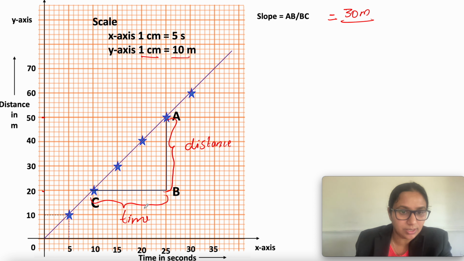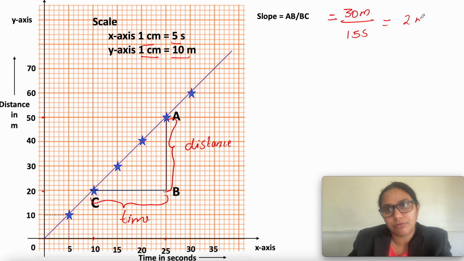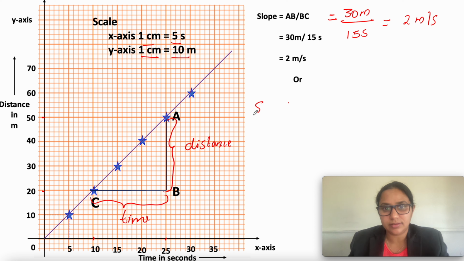And how do we calculate the time taken? Again from this point, from B on the x-axis we get 25 seconds. From C to A we get 10 seconds. On the x-axis 1 centimeter is 5 seconds. So 5, 10, 15 seconds. What do you get? 2 meters per second is the answer. That is the slope.